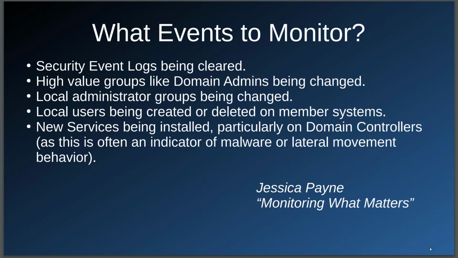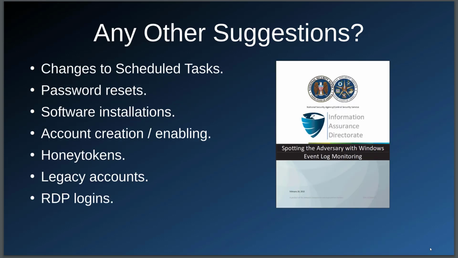These examples come from a paper called Monitoring What Matters by Jessica Payne. It's an excellent paper. There's a link to it at the end of the slides. Another good place to look for suggestions is this Spotting the Adversary with Windows Event Log Monitoring document. This is freely downloadable from the NSA. Again, there's a link at the end of the slide deck. They suggest looking for changes to scheduled tasks.